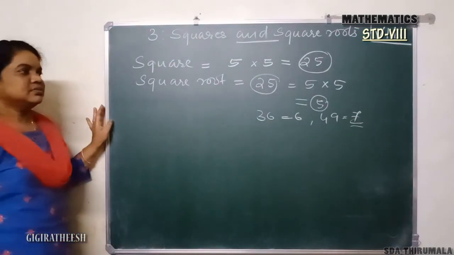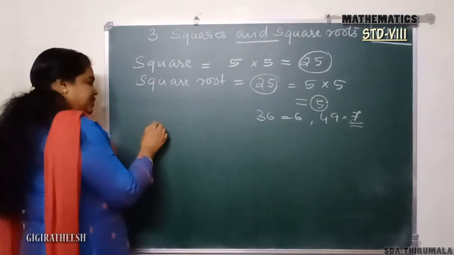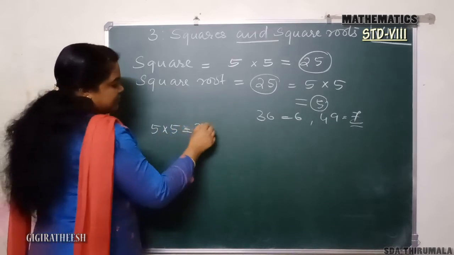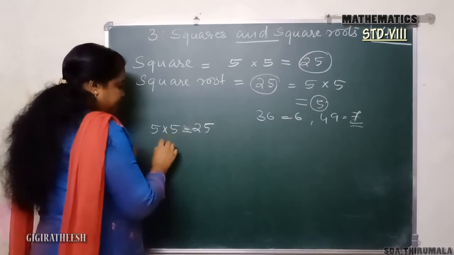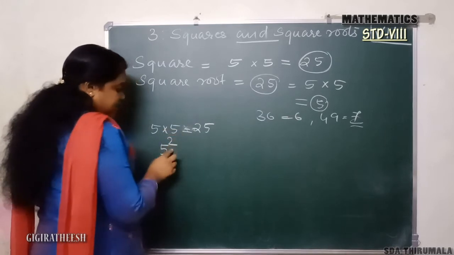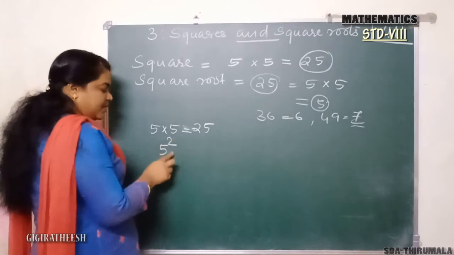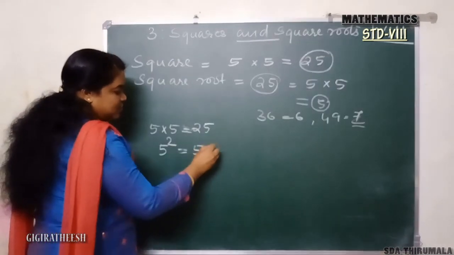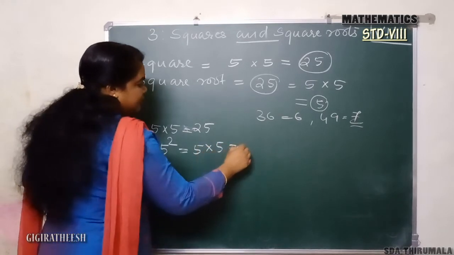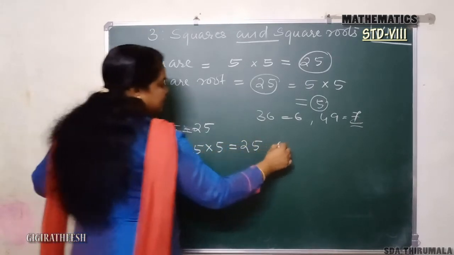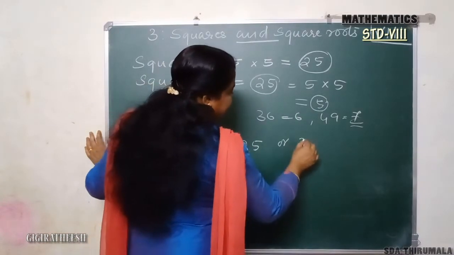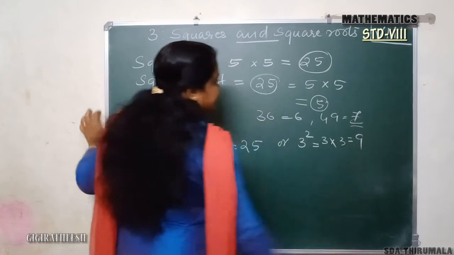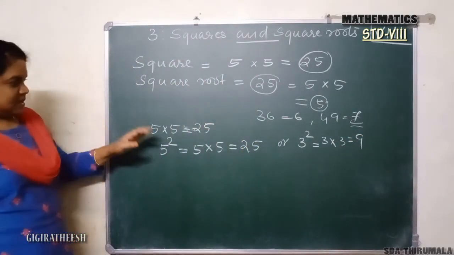And then, we can write it as 5 into 5 is equal to 25. We can write 5 into 5 as 5 square, the exponent square, that is 5 raised to the power 2, which means it is multiplied 2 times, that is 5 into 5 is equal to 25. Let's see another example, 3 square. 3 square is equal to 3 into 3, which is equal to 9. And these are the basics.